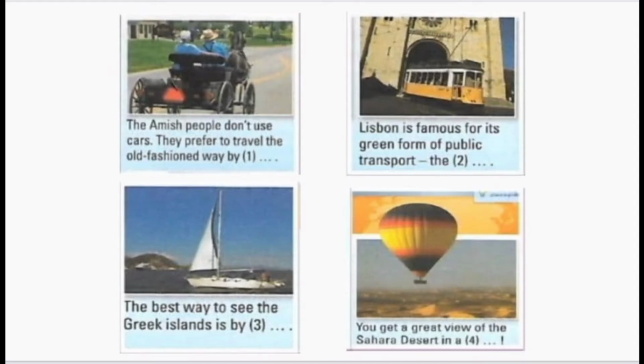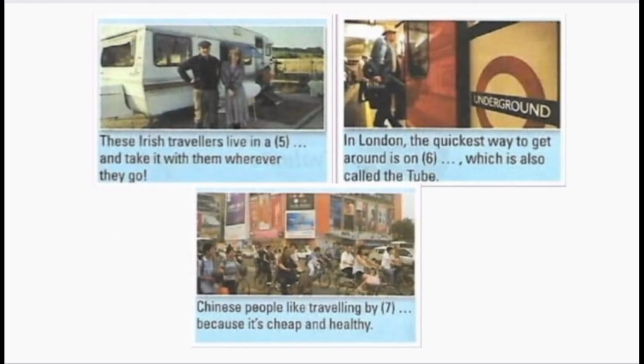Hi, were you all able to fill all the 7 blanks in the 7 statements? Let's go through. Number 1 is horse and carriage. Number 2, tram. Number 3, yacht. And number 4, hot air balloon. Number 5 is caravan. Number 6, the underground, also called the tube, as mentioned earlier. Remember? And number 7 is bicycle. I hope all of you managed to get all correct.